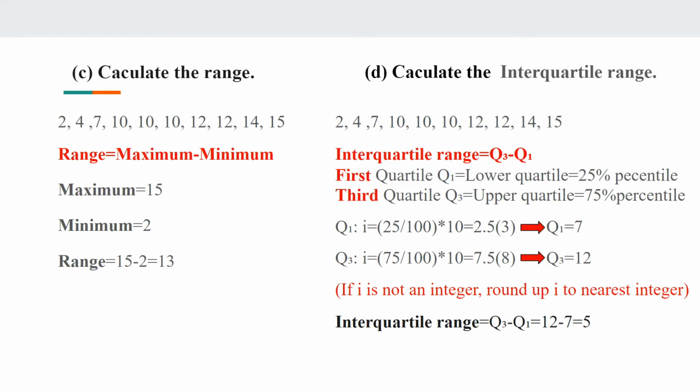And we learned from the lecture that if i is not an integer, round i up to the nearest integer. We should pay attention to the word up. So the i in the process of calculating Q1 should be 3. That means we should find the third number in this sequence. So Q1 equals 7. Applying the same method, we can get Q3. Q3 equals 12. So the interquartile range equals Q3 minus Q1. That is 12 minus 7, and it is 5.